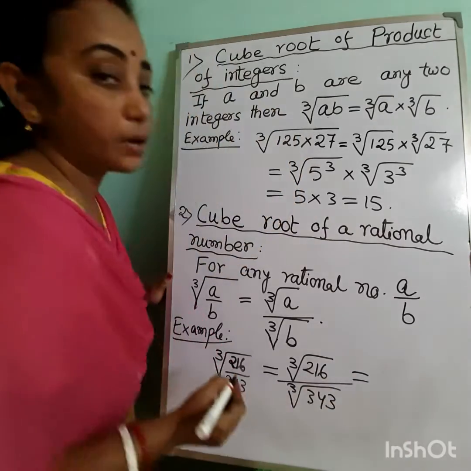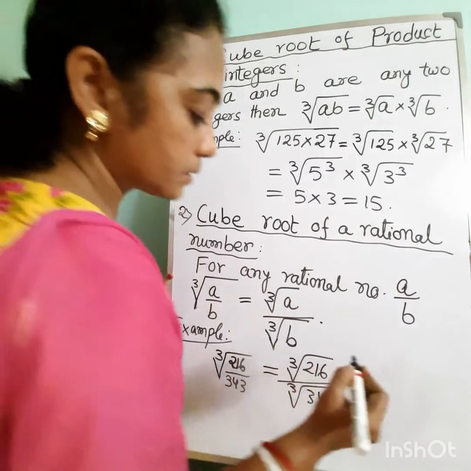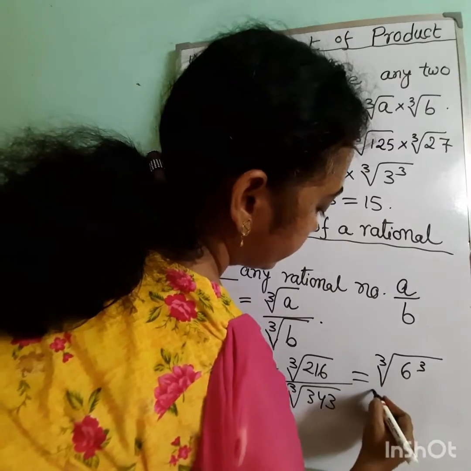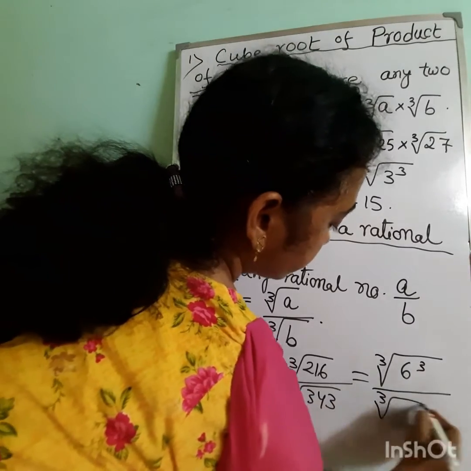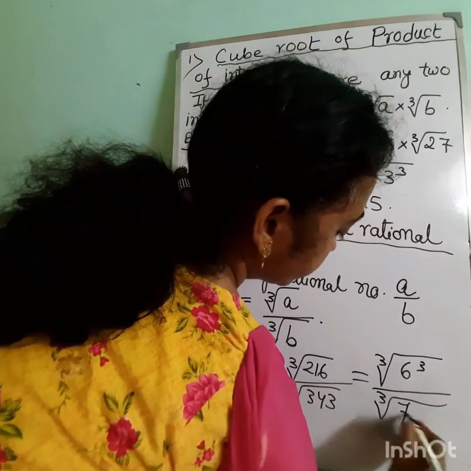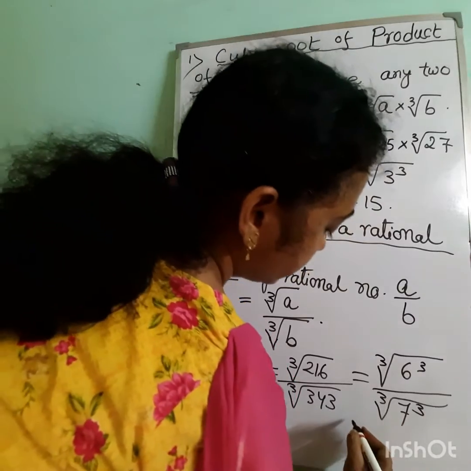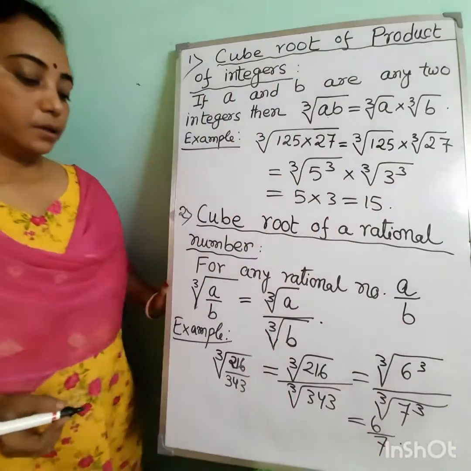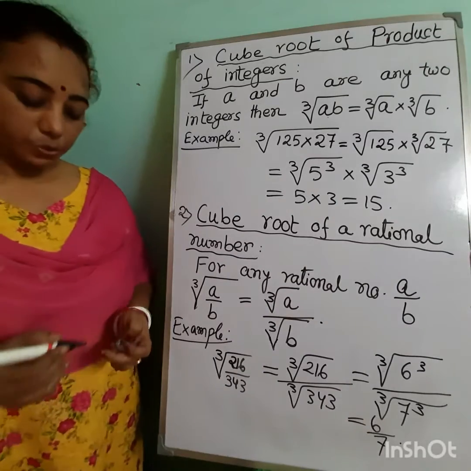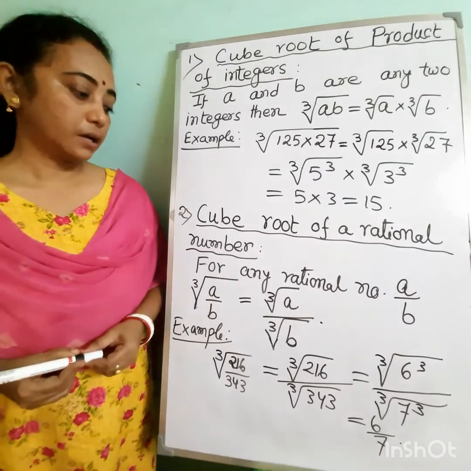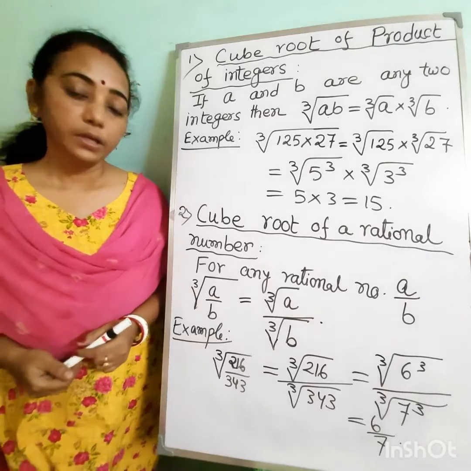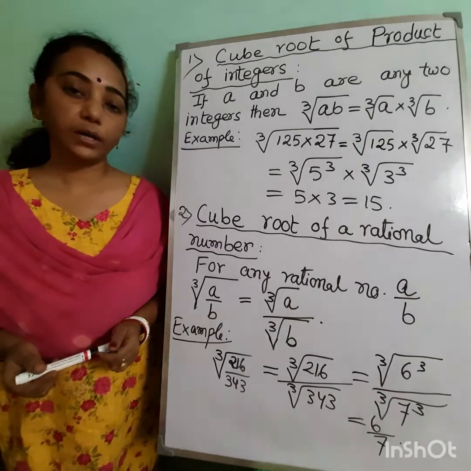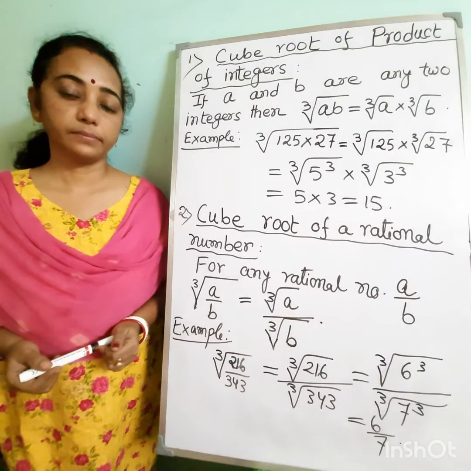We know 216 is the cube of 6. So in place of 216 we can write 6 cube, divided by the cube root of 343. 343 is the cube of 7, so in place of that we will write 7 cube. So that becomes 6 by 7. In this way, by using this property, we can easily find the cube root of a given rational number, or the cube root of the product of given integers.